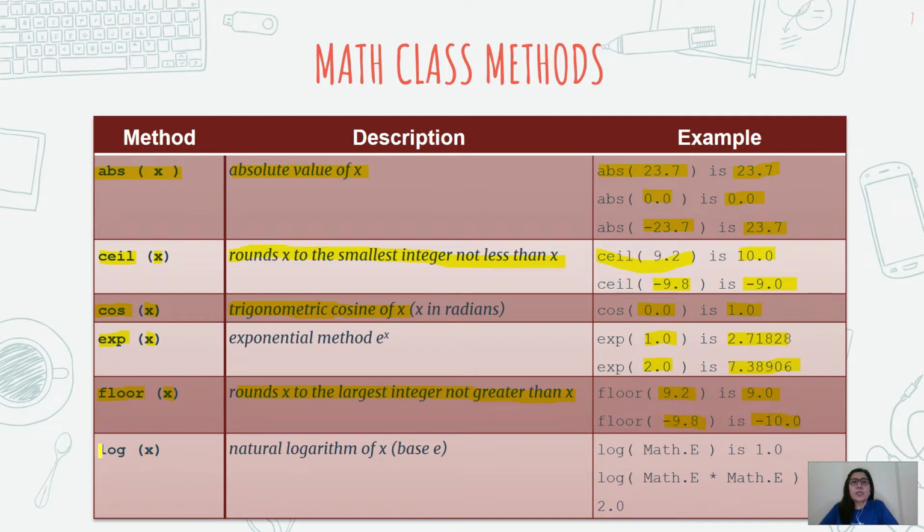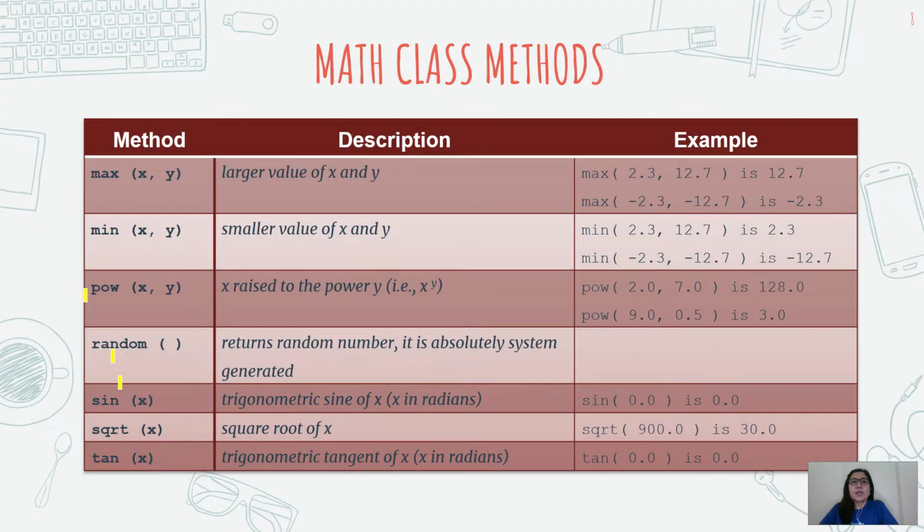Next, we also have the log of x, wherein it is the natural logarithm of x. So in this example, we have log or logarithm of Math.E, the exponential value, we have 1. And if we will multiply it twice, so the answer is 2.